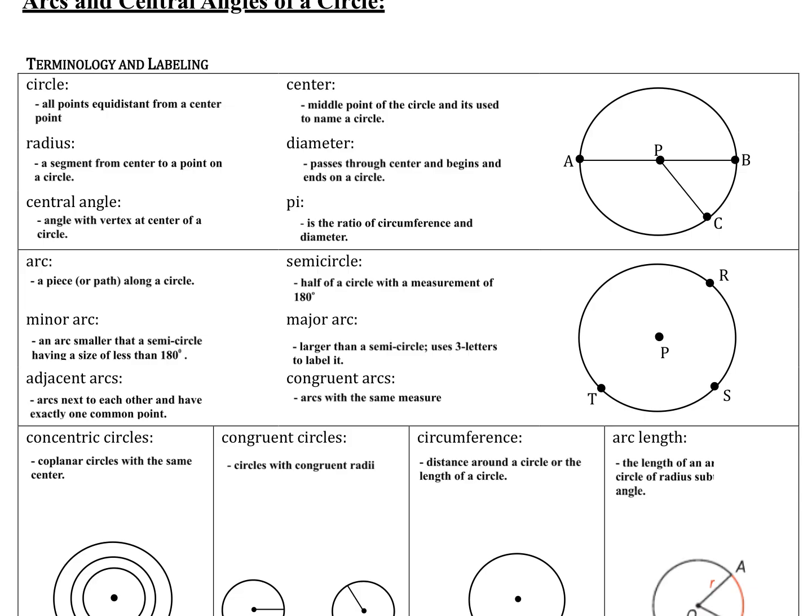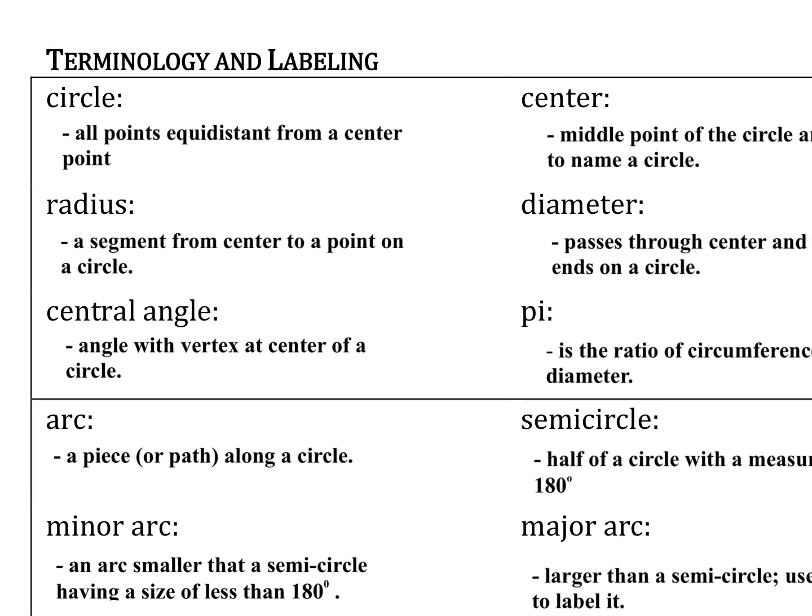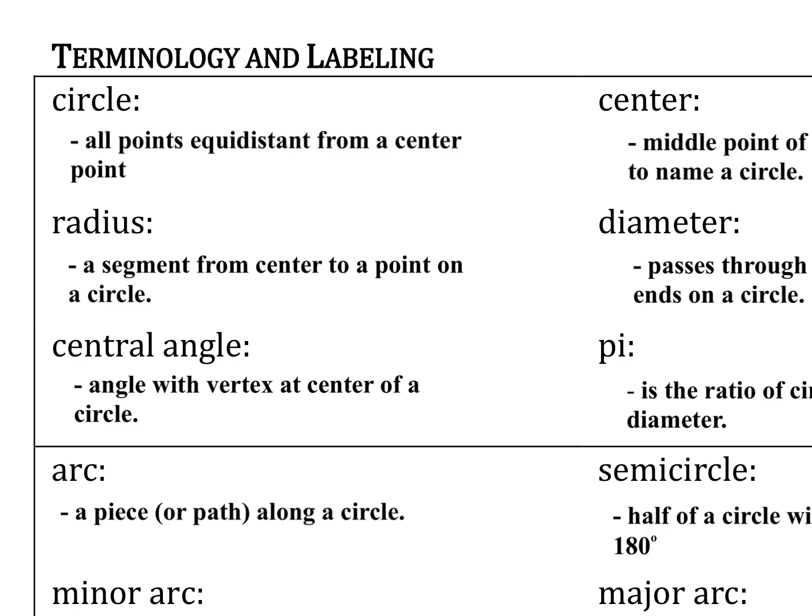So let's look at some terminology and labeling in this lesson. The first one is the definition of circle. The definition of circle says that it's all points equidistant from the center point of the circle. Second one is radius. Of course, we already know what a radius is, but to just define it, it is a segment from the center to a point on a circle.